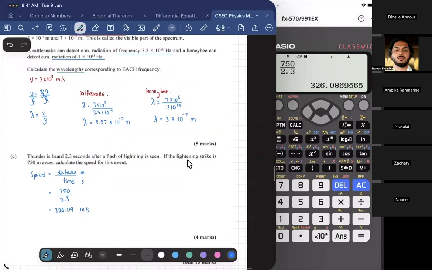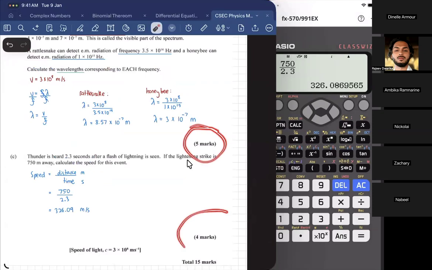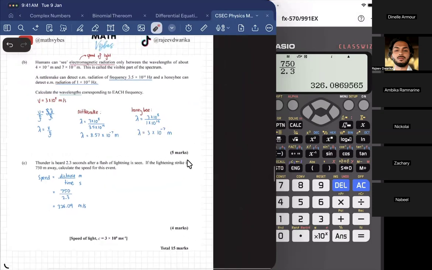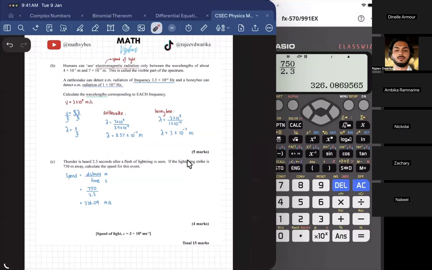Oh, it's so easy just to get marks in physics. Like this is 5 marks and this is 4 marks. That's crazy. In maths, you had to kill yourself to get some marks, but in physics it's like easy marks. So yeah, I have a strong feeling this question will come.